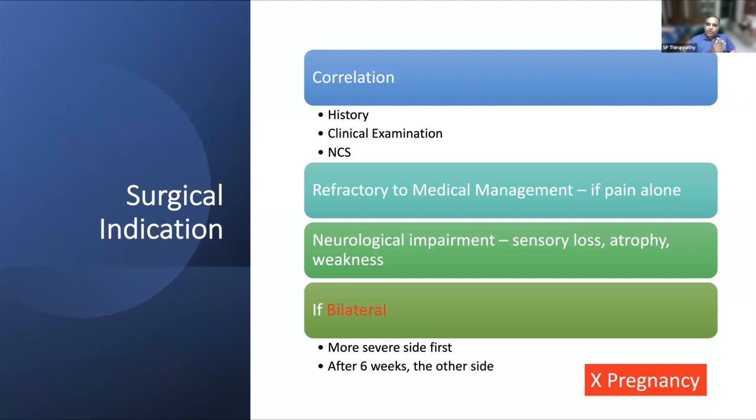And one caution: most bilateral cases happen during pregnancy, and usually the symptoms of carpal tunnel syndrome subside after pregnancy. So in a pregnant patient, we can wait if the patient is able to tolerate the symptoms without any neurological impairment. Otherwise, it resolves on its own after the end of pregnancy. So let us not put the knife during pregnancy as far as possible.